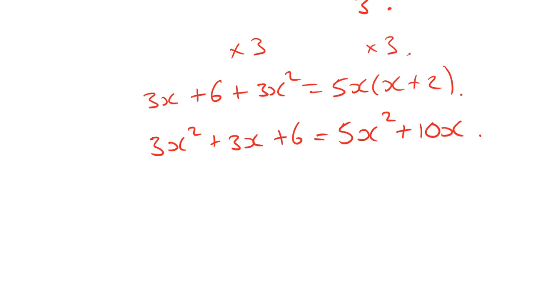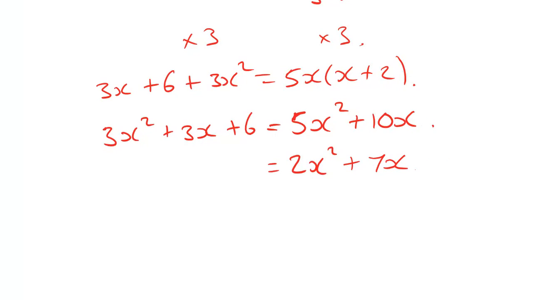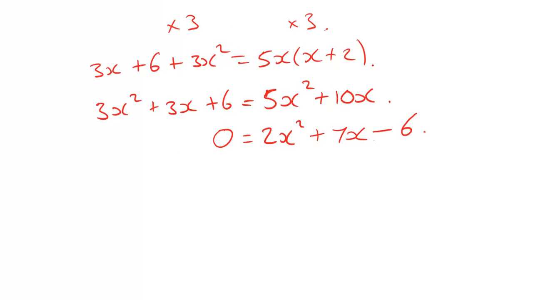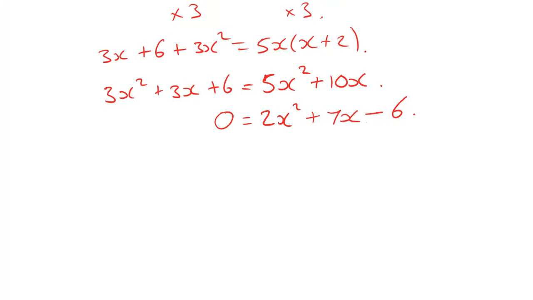Now we're going to move everything to one side. This time I'm going to move everything to the right rather than to the left, so I keep the coefficient of x squared positive. So I'm going to start by moving the 3x squared to the right-hand side, so taking that away from both sides. That'll leave me with 2x squared. I'm going to take 3x from both sides, and that's going to leave me with a 7x there. And I'm going to take 6 from both sides, so I'm going to have a negative 6 there. That will leave 0 on the left-hand side. And now, again, we're ready to use our quadratic formula.